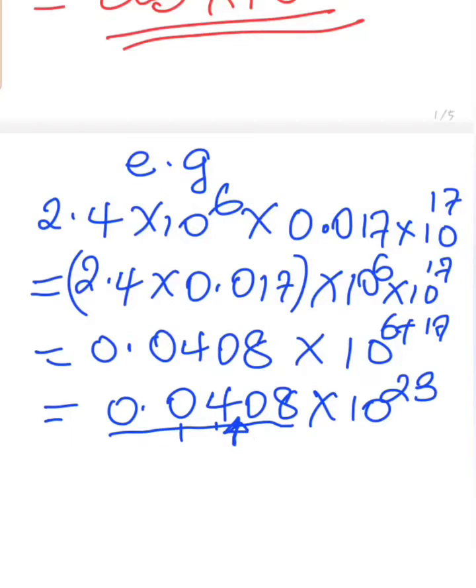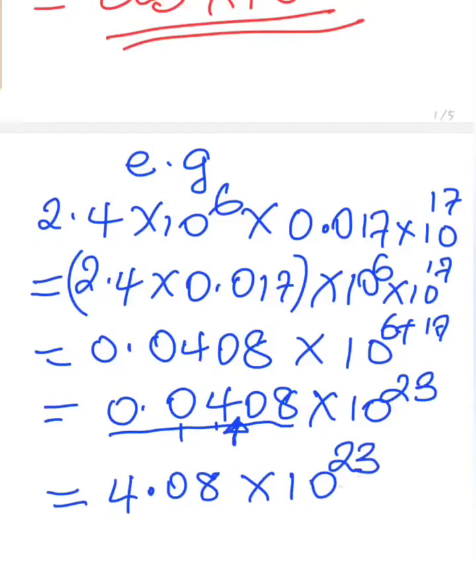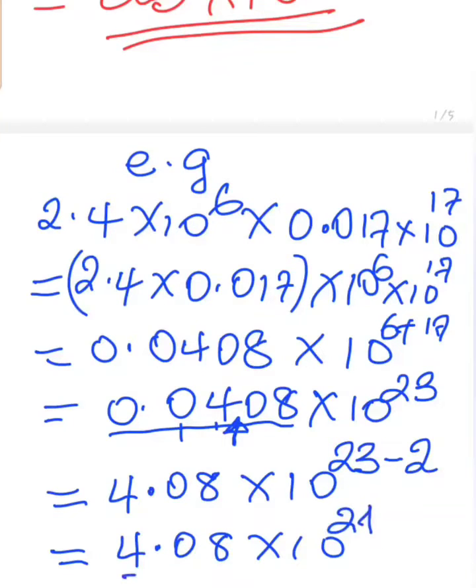So this time we are shifting to the right, so I will now write 4.08 times 10 to the power 23. I shifted 2 places to the right, so I will compensate by subtracting 2 from the power of 10. And finally, my result is 4.08 times 10 to the 21. And that is the final answer in standard form.